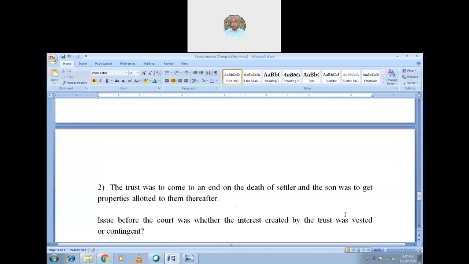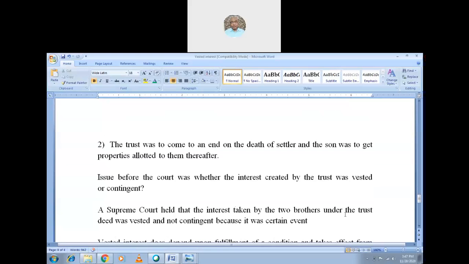Next condition: the trust was to come to an end on the death of the settler, and the sons were to get the proprietary interest allotted to them thereafter. Once the settler is gone, the elder son will automatically become the proprietor of the property.